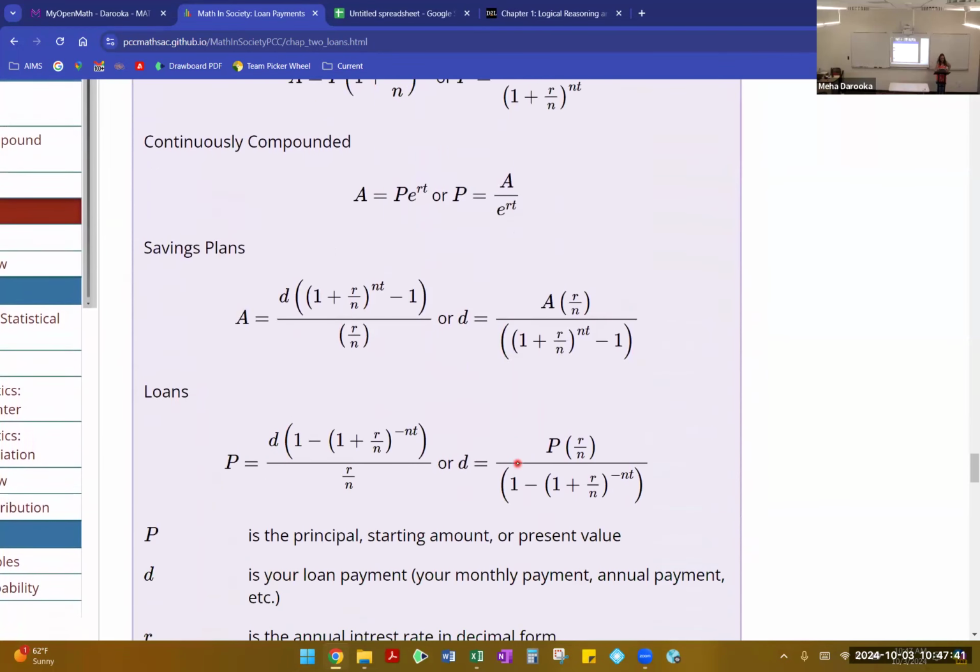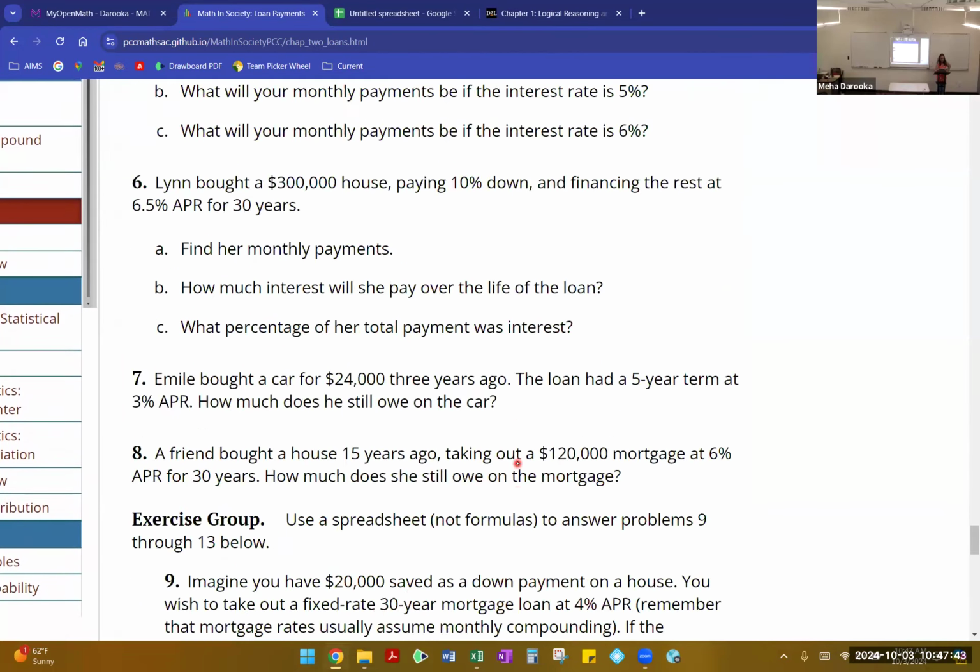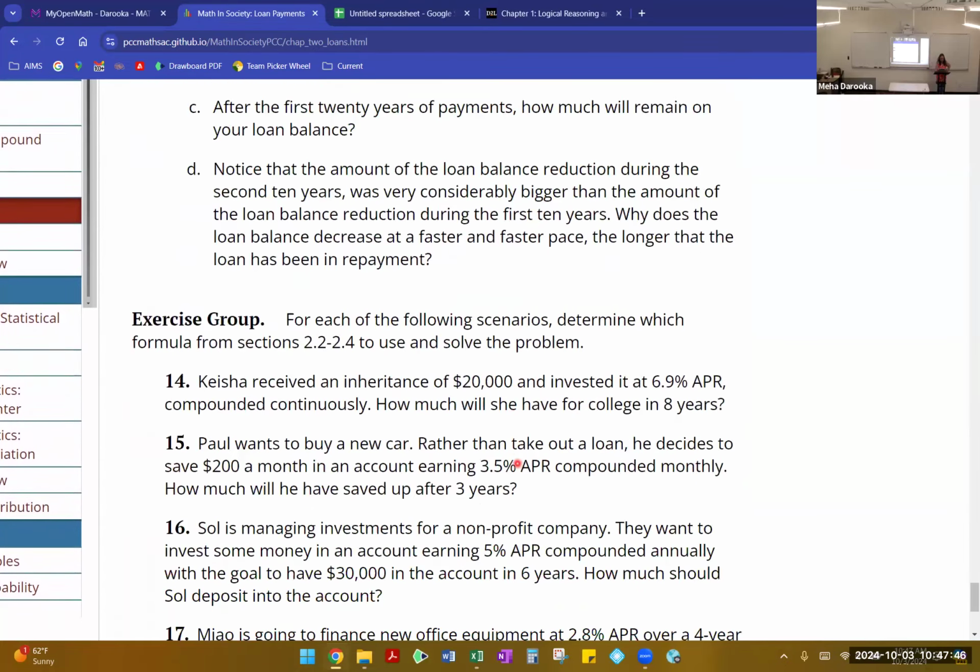So let's see if we can find something similar in here on a credit card question. Credit card.